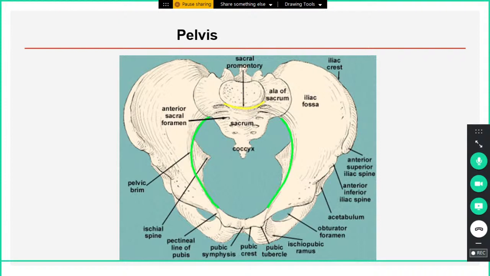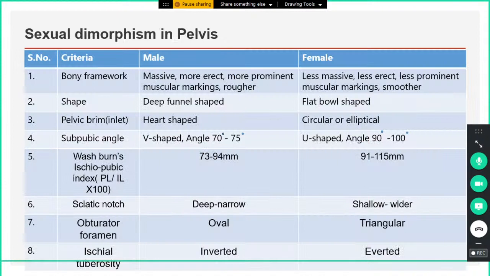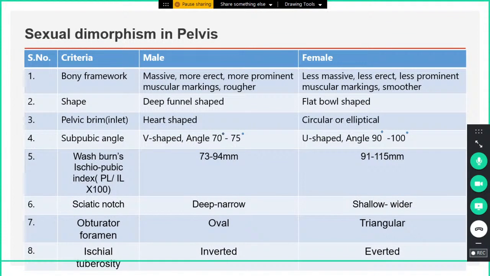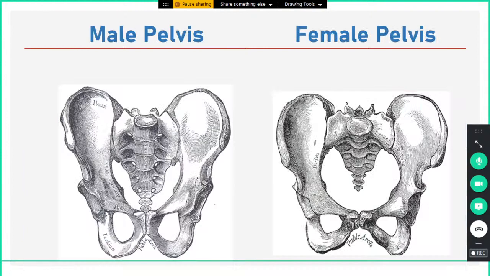Now we come to the pelvis. The green line shows the pelvic brim, or the inlet, we can say. The obturator foramen is the most important one through which you can make out whether it's a male or a female at one instance. The obturator foramen is oval in male and triangular in female. Just see the difference. Oval in male and triangular in female.